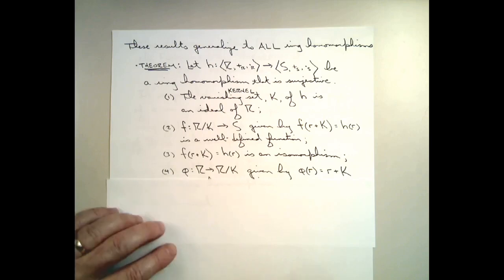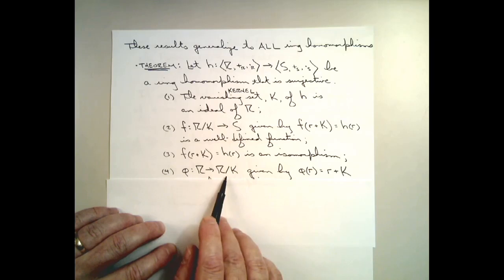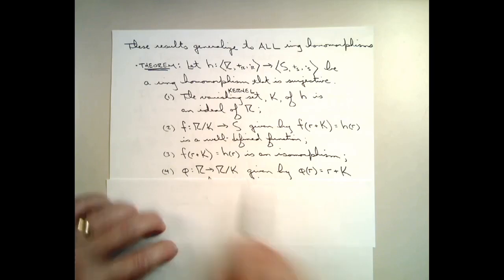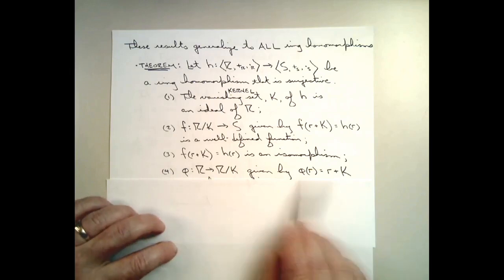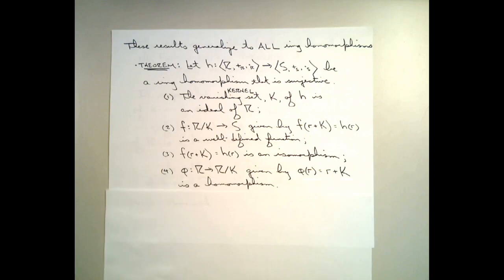Finally, the function that sends R to R mod K, to the set of cosets of the vanishing set, the function that sends R to R plus K, turns out to be a homomorphism every time. I'd like you to prove all of these for homework.